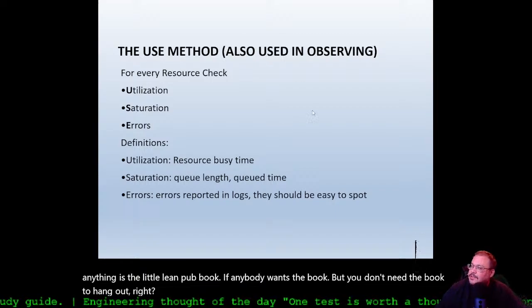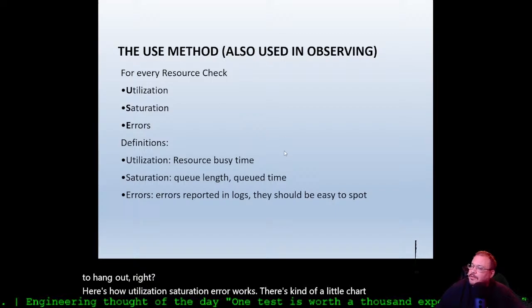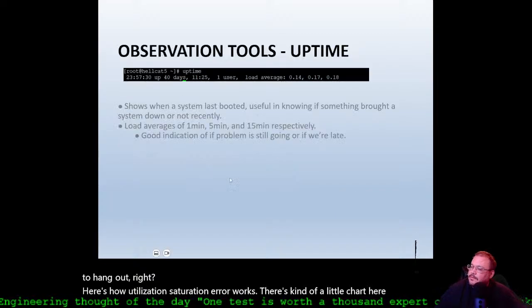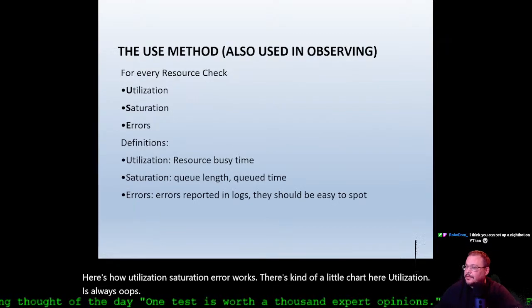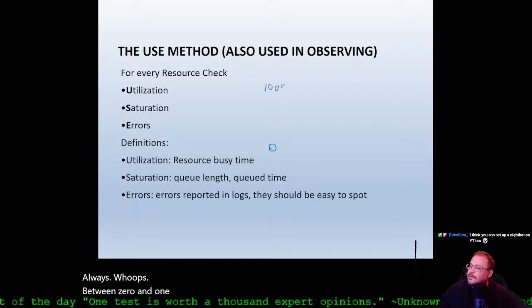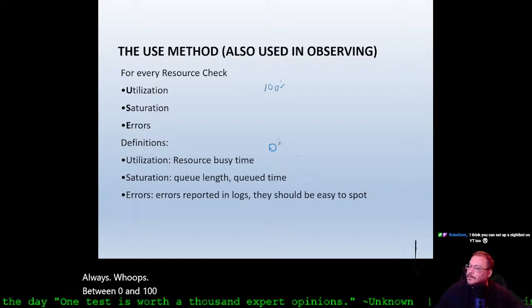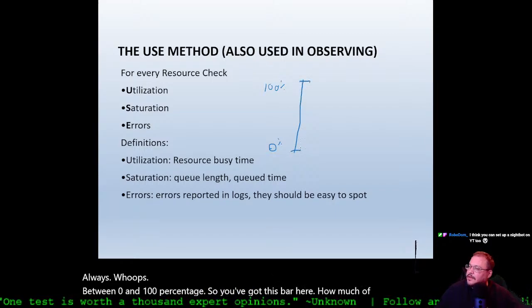Here's how utilization, saturation, error works. There's kind of a little chart here. Utilization is always between 0 and 100 percentage. So you've got this bar here. How much of a resource am I utilizing?